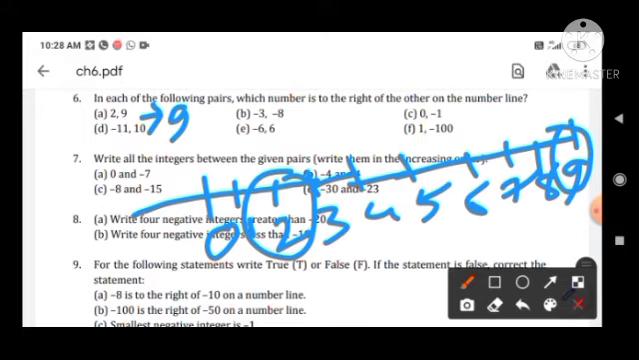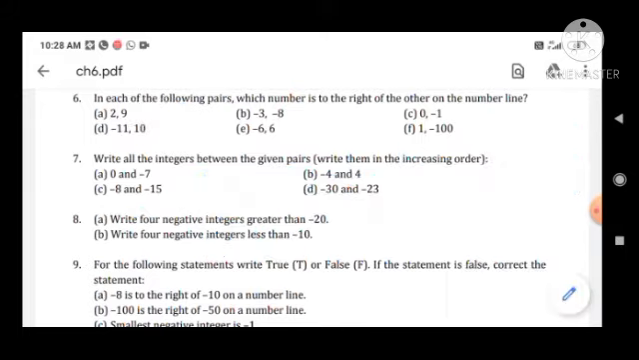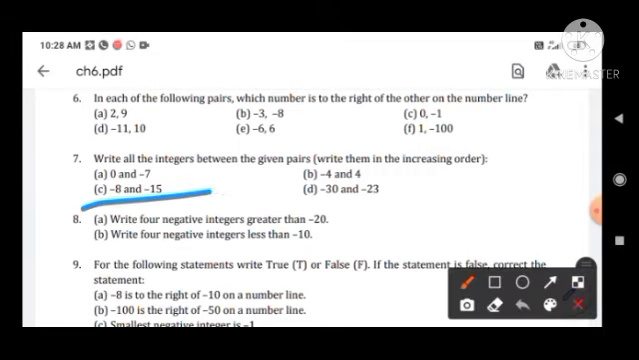Again here it is given -3 and 8. -3 and 8 is given, isn't it? Suppose I will draw them. I will locate them on a number line.